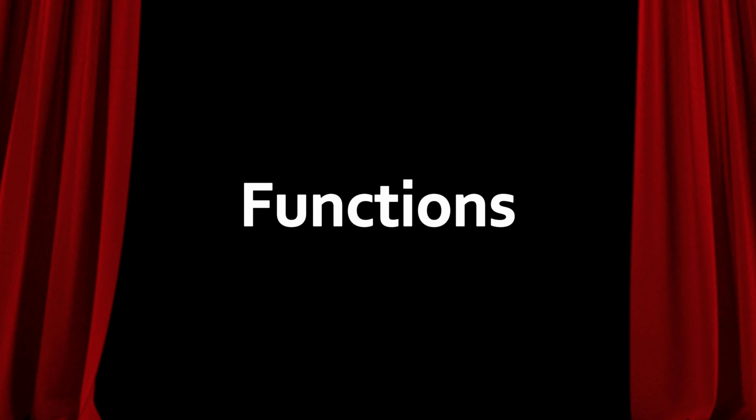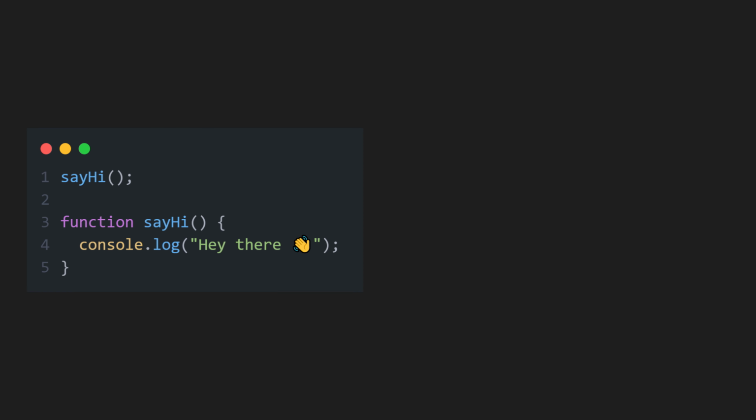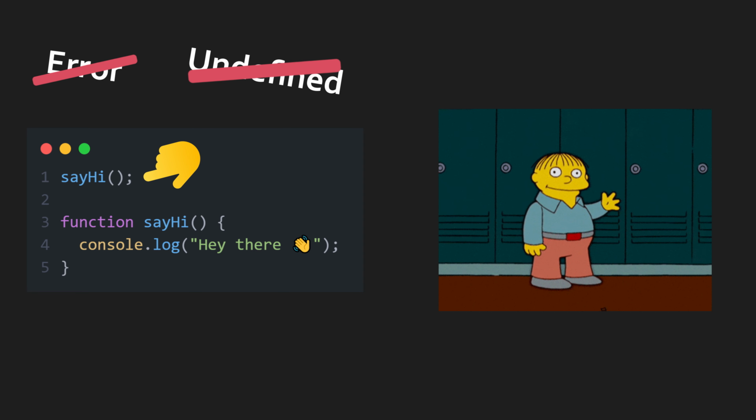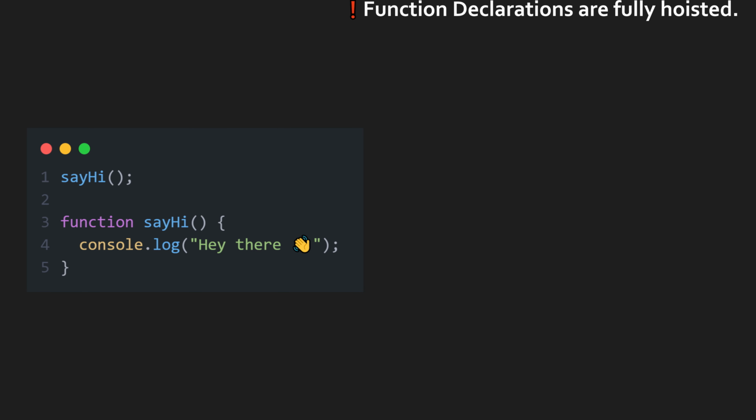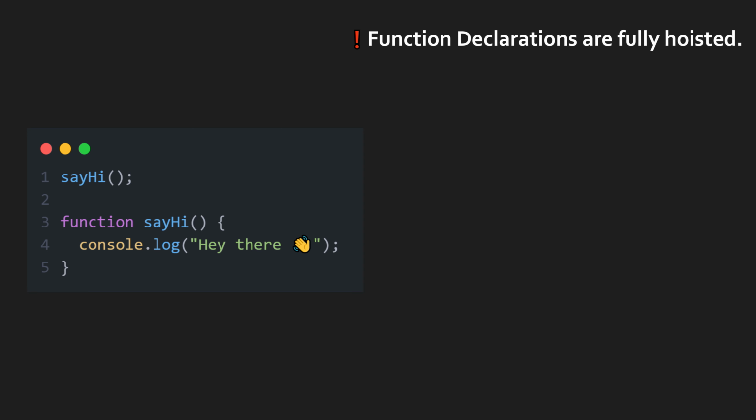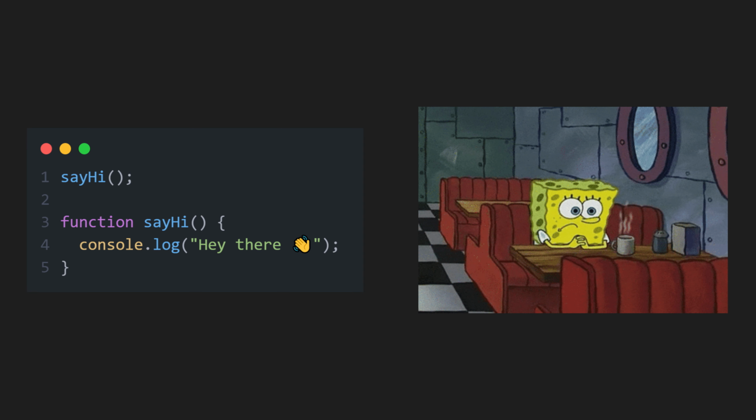So far, we've talked about variables. But what about functions? Let's check this out. Even though we're calling the function before it's defined, it still works. No errors, no undefined, just a friendly wave from JavaScript. Why? Because function declarations are fully hoisted. So behind the scenes, it's like this function was already waiting for us, ready to be called anytime inside the same scope.